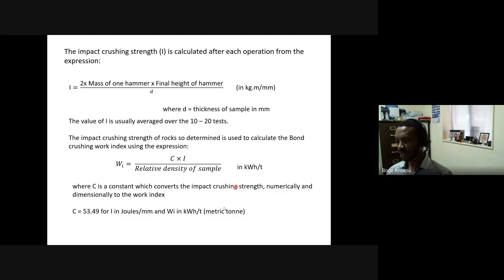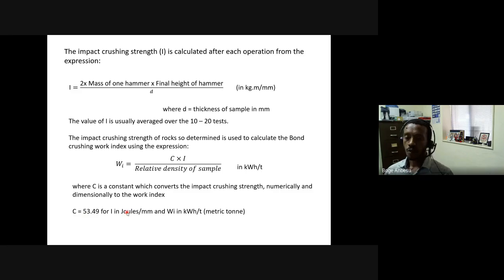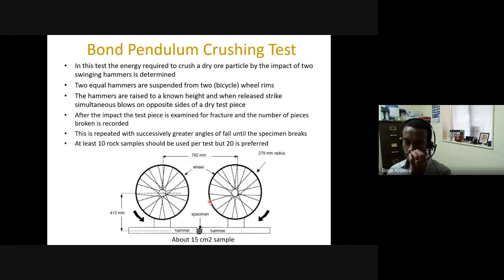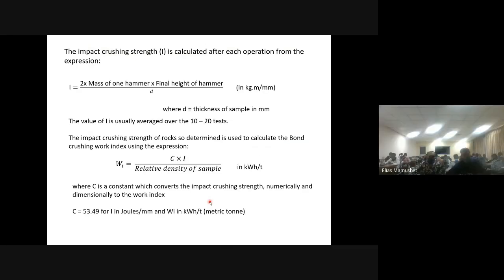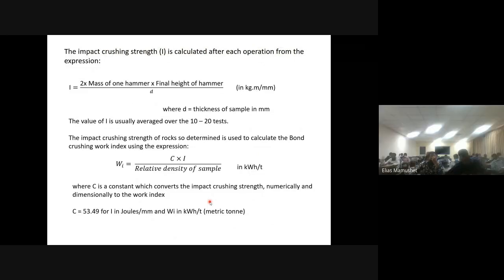For example, for numerical values, you can take C as 53.49. So this is one of the standard methods developed by Bond based on a set of conditions, known sizes of the hammer and crusher and pendulum test, where you can work out crushing hardness, or the crushing test can be conducted.